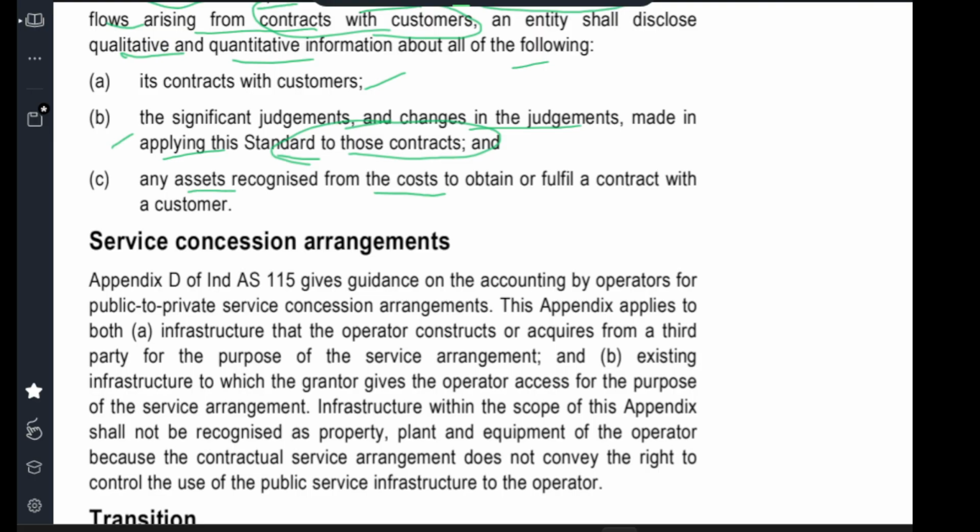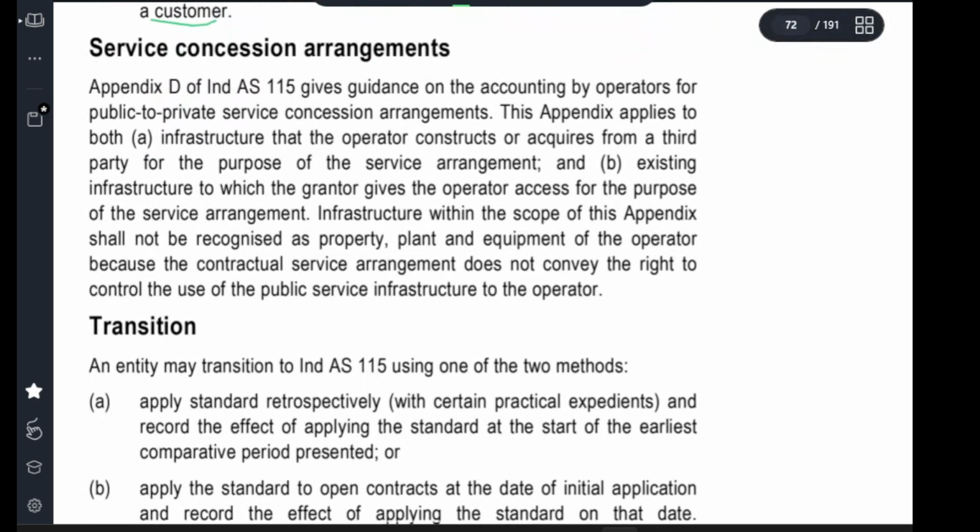Assets recognized from the costs to obtain or fulfil a contract with the customer. So whatever asset is to be recognized, and its cost, have to be fully established. We have incurred this much, and everything has to be established.